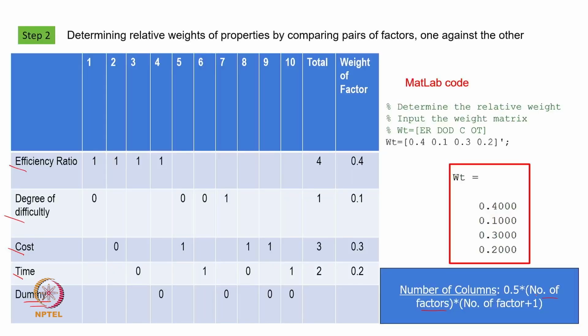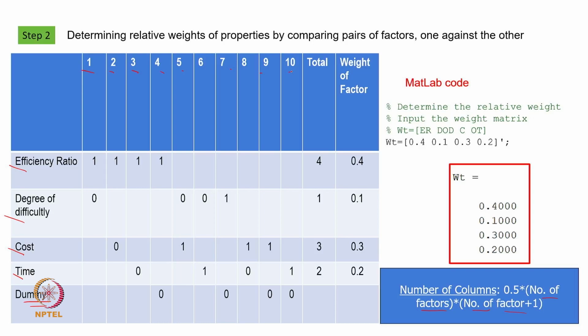So, how many columns will be there? We have a number of factors, 4 in this case, and we multiply by the number of factors plus 1, that means 5. The 4 into 5 divided by 2, because we are looking at 2 parameters at a time. So, overall there are 10 columns: 1 column, 2, 3, 4, 5, 6, 7, 8, 9, 10.